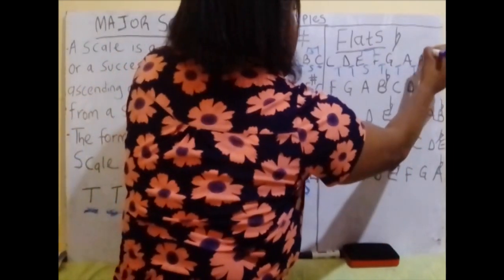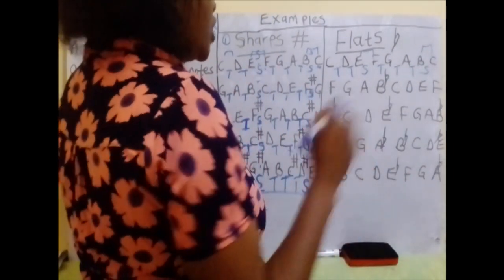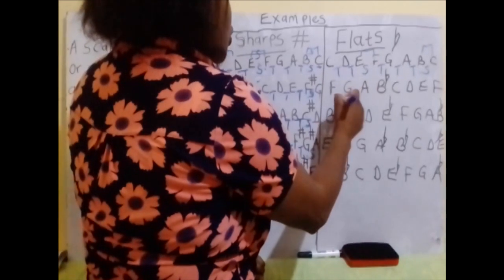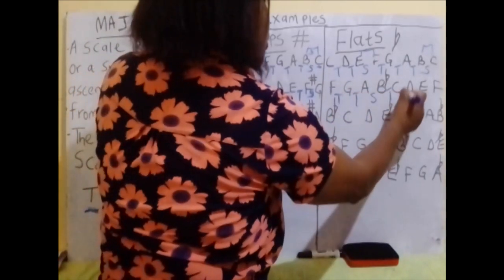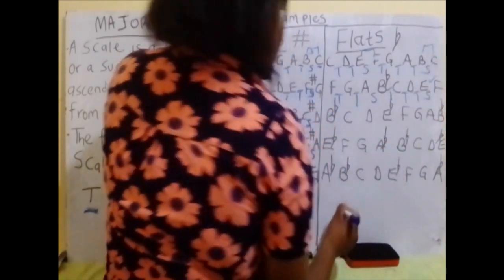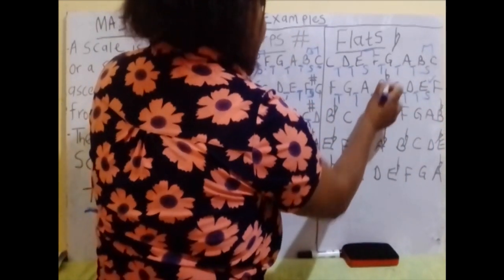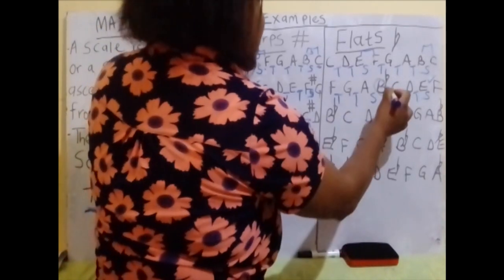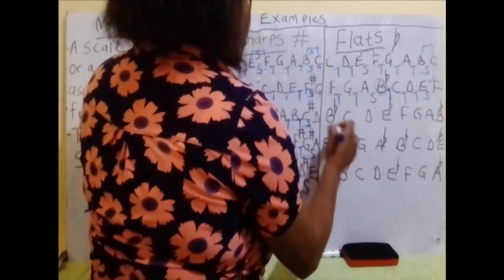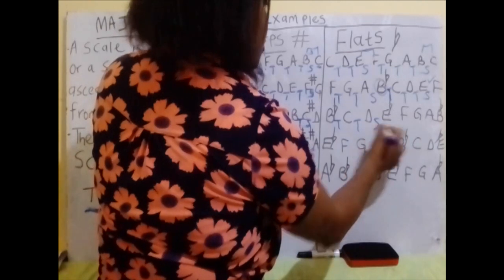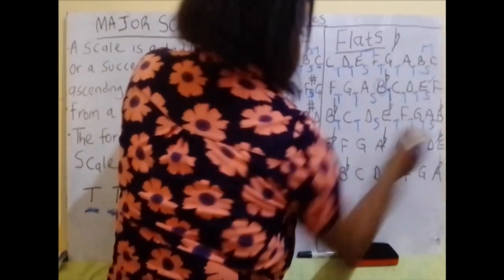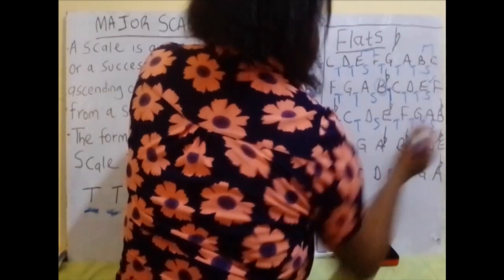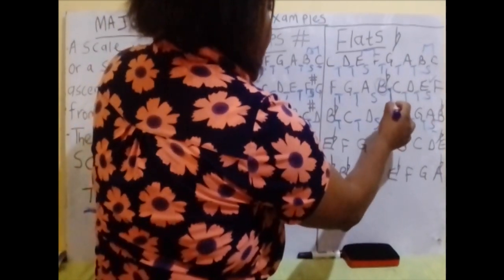We have tone, tone, semitone, tone, tone, tone, semitone. This one is okay, but here we had to flatten. We had to lower the B so that it can give us a tone here. Let's see for B flat. Tone, tone, semitone, tone, tone, tone, semitone. So here we had to lower the B so that we can get a semitone here. We also had to lower the E so that we can get a semitone here. We also had to lower the B so that we can have a tone here.